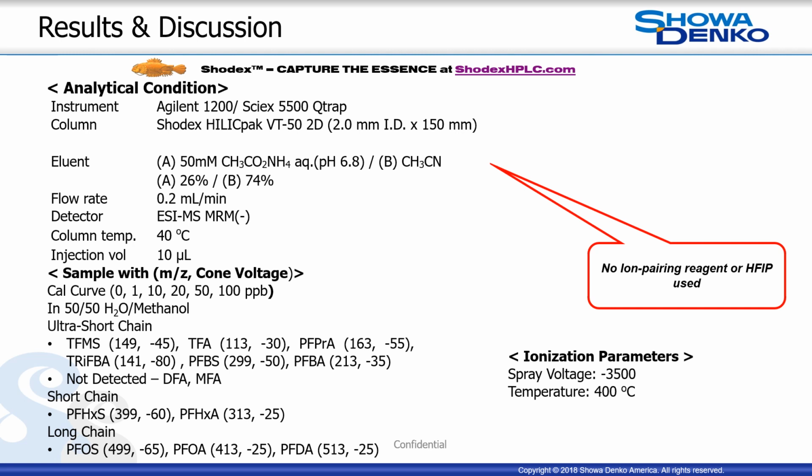Performance was best using 26% ammonium acetate buffer and 74% acetonitrile at a pH of 6.8 and a flow rate of 0.2 mL per minute. The oven temperature was set at 40 degrees. You can see all the instrument and sample parameters on the screen here.